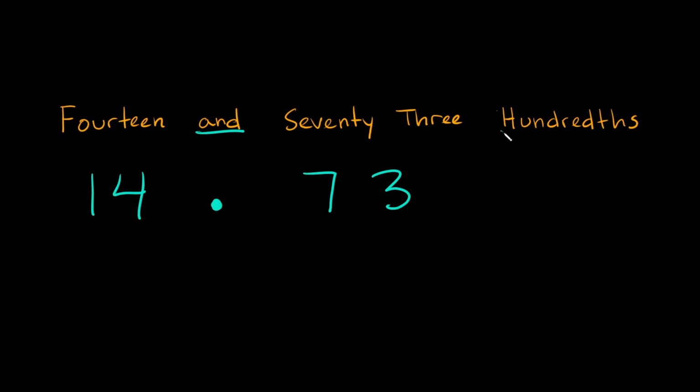73. And then here it says hundredths. So this tells us where our number has to end. Okay, so right now this is in the tenth spot. This is in the hundredth spot, right? So as you can see, our last number here, 3, does end in the hundredth spot. So we know we wrote our number correctly.